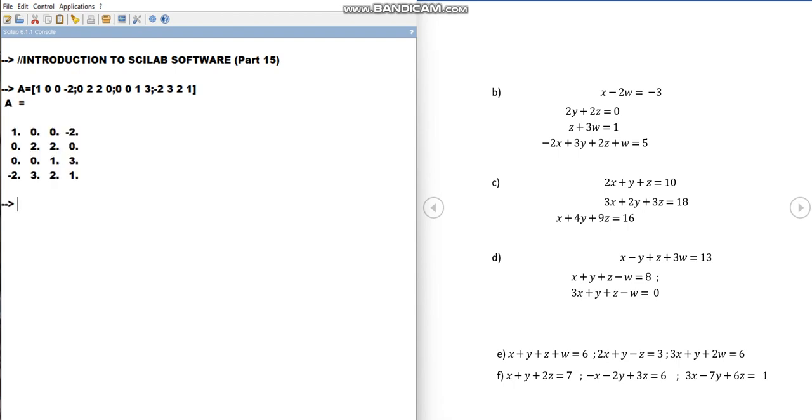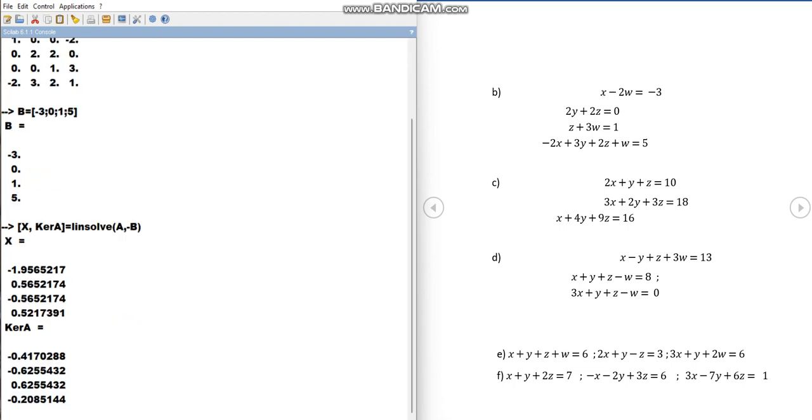After declaring this, just declare the constant term matrix, which is a matrix of order 4 by 1 again. It is -3; 0; 1; 5. So this is your matrix B. You can directly do this command, or you can write x comma kernel A equal to linsolve, where you are going to get the solution as well as the fact about the solution, whether it is a unique solution or infinitely many solutions. linsolve A comma minus B.